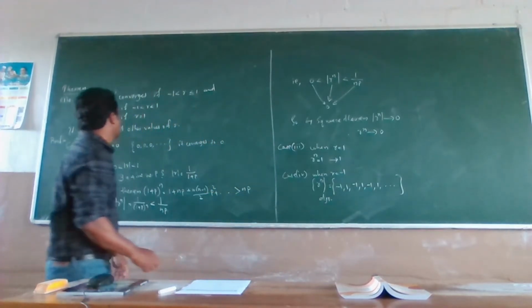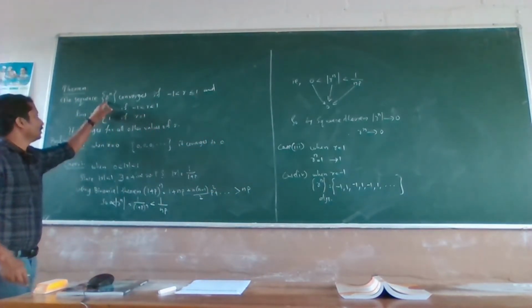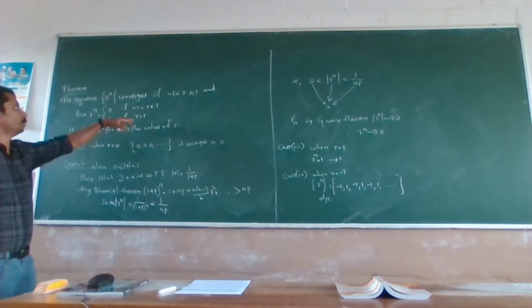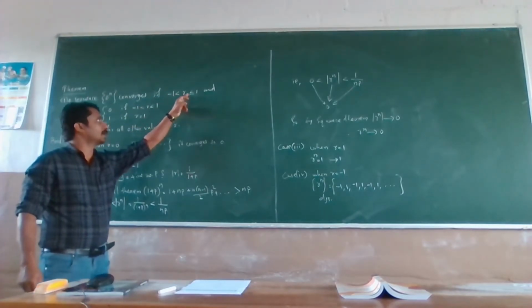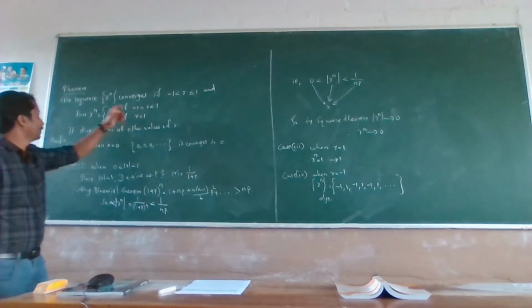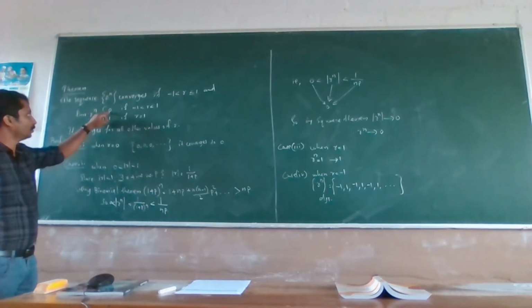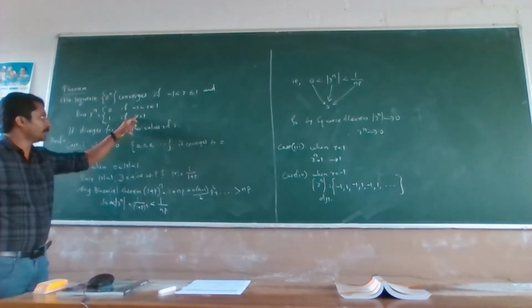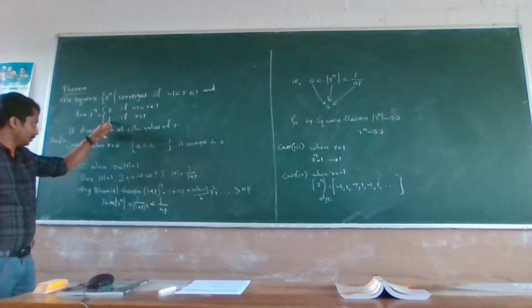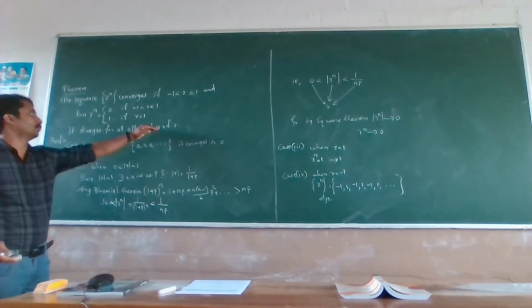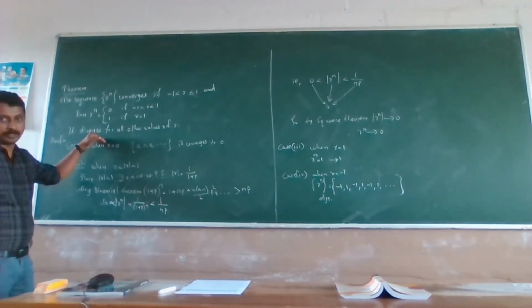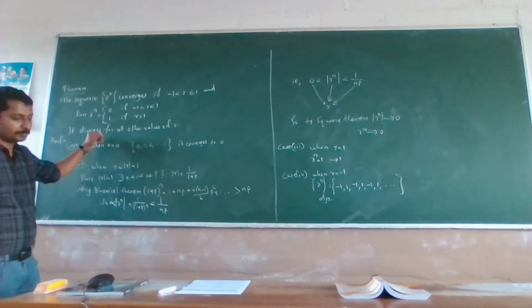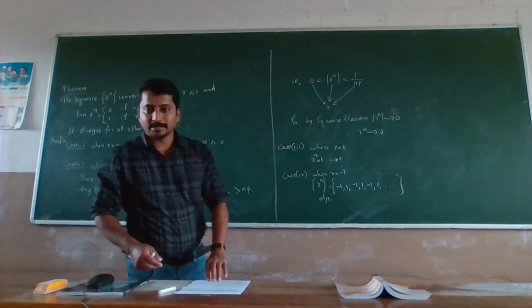Hence we prove the result. The sequence r raised to n converges if and only if -1 less than r less than or equal to 1, and the limit of that sequence is equal to 0 if r is in between -1 and +1, and when r is equal to 1, the limit is equal to 1. And for all other values of r, the sequence diverges. Okay? Now let us discuss some examples.